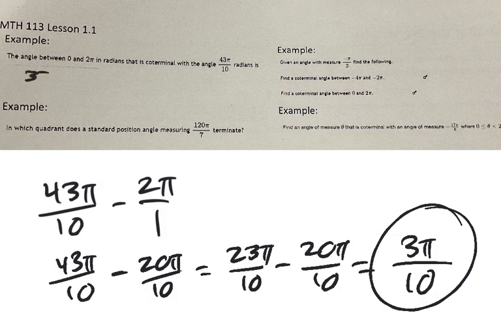Is it not asking for degrees? It is not. But if you were looking for degrees, you'd have to do times 180 divided by pi to convert it. But it tells me in radians, so I want my answer in radians.